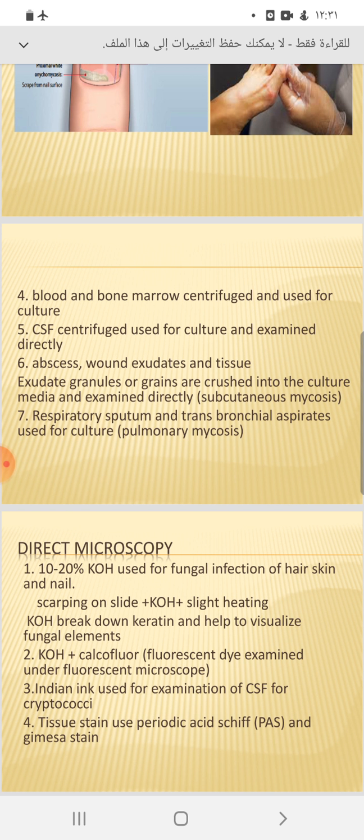Exudate granules or grains are crushed into the culture media and examined directly for diagnosis of subcutaneous mycosis. Number 7, if we have respiratory or pulmonary mycosis, our specimen will be the sputum or transbronchial aspirates.